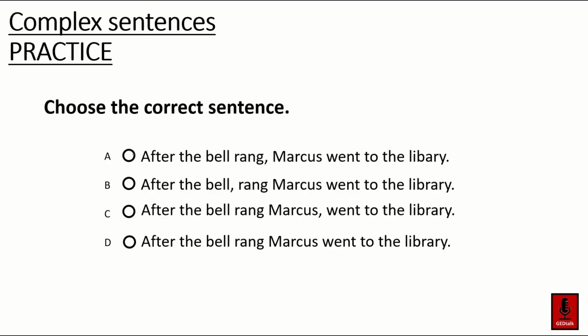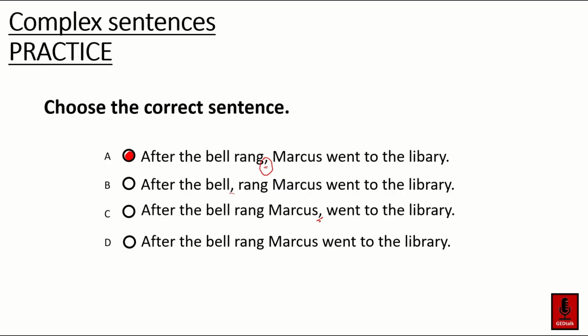Time's up, folks. And I hope you selected A as the correct answer. So all of them are written the same, except the comma is placed differently here in A, here in B, here in C, and D doesn't even have a comma. So why is A correct? Well, we have a dependent clause, after the bell rang. We have our comma after that, which is correct. And then we have the independent clause, Marcus went to the library. So after the bell rang, comma, Marcus went to the library is a complex sentence.